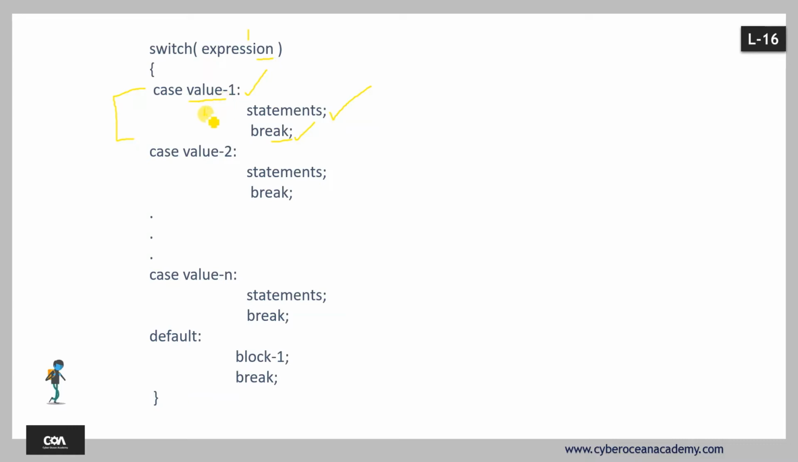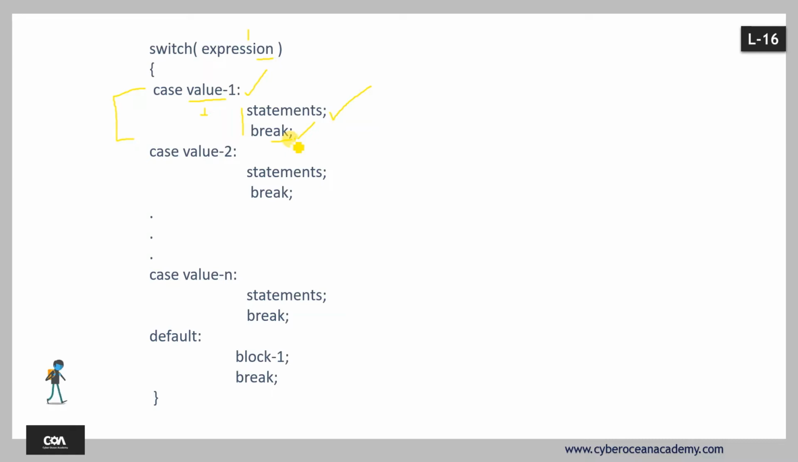Suppose the value is 1. Value 1 means the integer data, not the value 1. If it is 1, then this statement will execute. Your statement executes, and now the break statement will work. After that, it will skip all the labels.